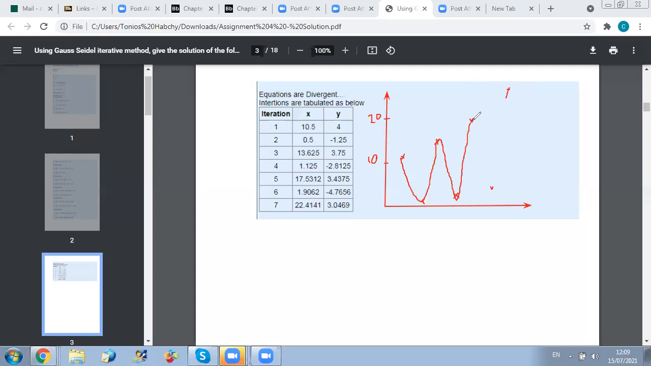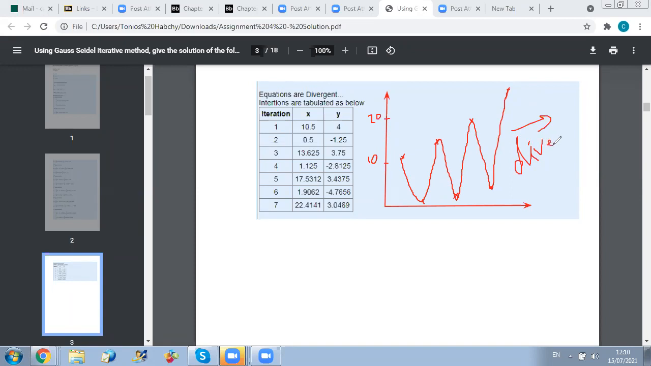of oscillation is increasing. Sometimes you might have an oscillating solution, but at the end it will be convergent, because with iterations, your oscillation will damp out. However, here what is happening is that with iterations, my oscillations are increasing in amplitude. So this is a divergent behavior.